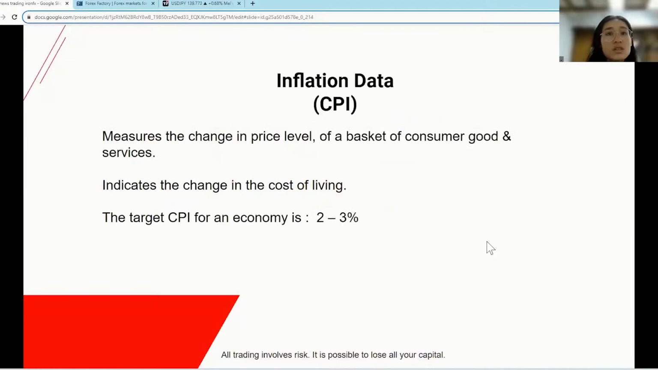Inflation data, CPI, measures the change in price level of a basket of consumer goods and services. It also indicates the change in cost of living. So the target CPI for an economy is typically between 2 to 3%.